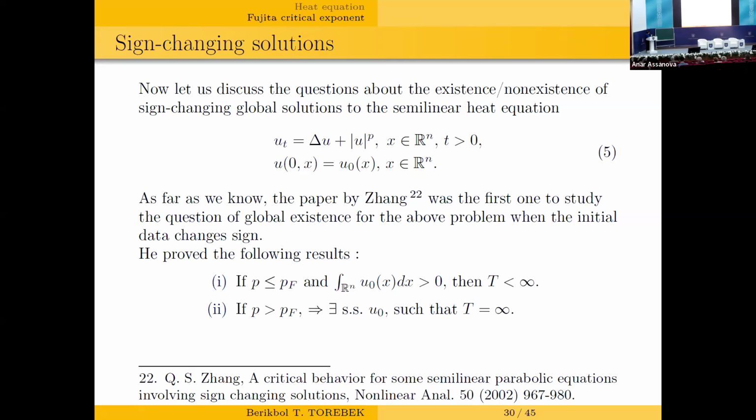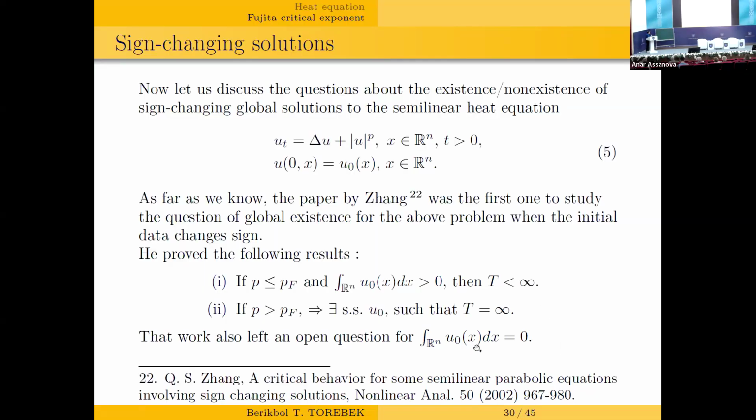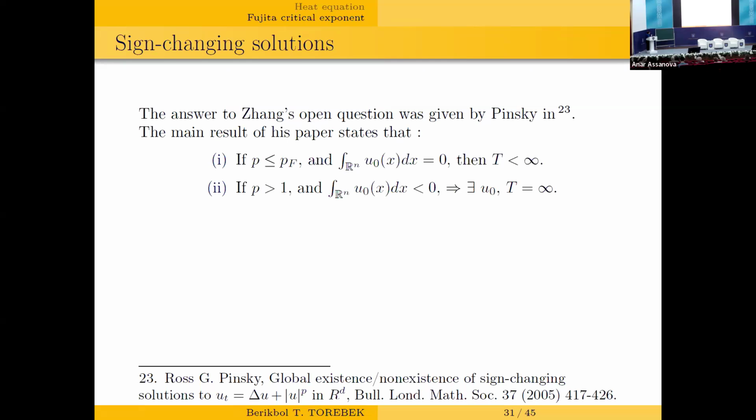And if p is greater than the Fujita number, then there exists sufficiently small initial data such that the solution can be global in time. And he also gave some conjecture that it would be interesting to consider the case when the integral of the initial function equals 0, but u0 is not equal to 0. And the answer to this question was given by Ross Pinsky in 2005. He considers the same problem.